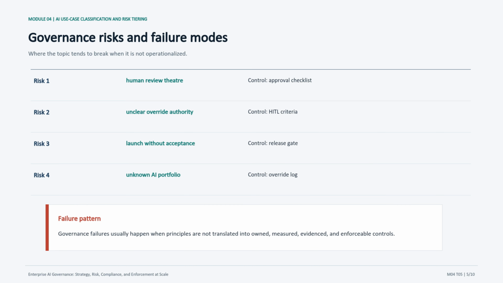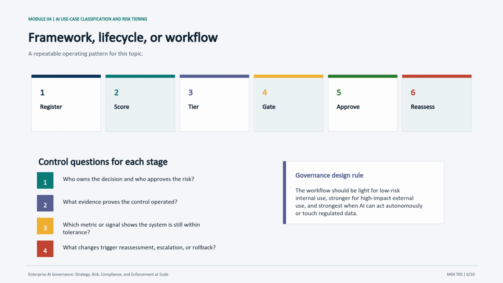A useful classroom prompt is, if this failure happened next quarter, who would notice it? What evidence would prove it? And what decision would the organization make next? The big takeaway is that principles must become owned, measured, evidenced, and enforceable controls. That sets up the workflow on the next slide. This slide gives learners an operating pattern.